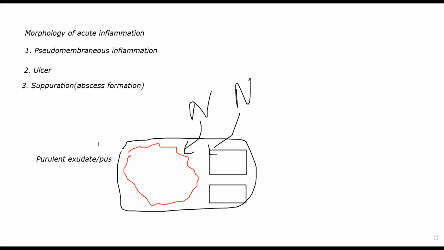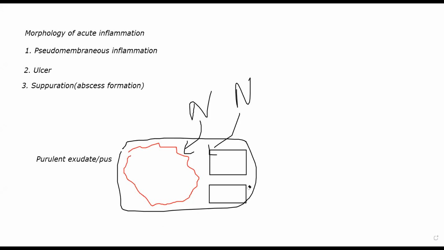I'll repeat once again. There is a bacteria infecting a tissue, and a few cells of that tissue, because of the bacterial reaction, are undergoing necrosis. And an inflammatory reaction is also going on; in response to the bacteria, your body is responding with inflammation. Along with dead tissue components and dead neutrophils, a cavity is created in that area, and there will be pus filled in that area. That pus-filled cavity will be called an abscess, and the whole process of abscess formation is called suppuration. So that is the third morphological feature of acute inflammation.